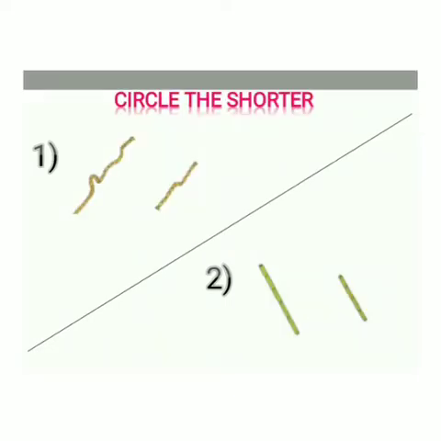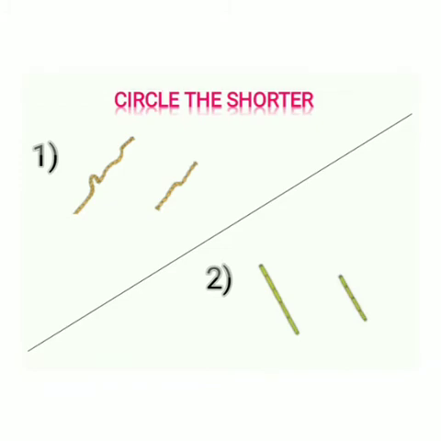Next activity, circle the shorter one. In the first picture, we have two pieces of rope. That means दो रस्सी के टुकड़े हैं. Now we have to identify the shorter one. That means a piece of rope which is shorter in length compared to the other. Which one is shorter? Yes, the second one. So we have to make a circle on it.